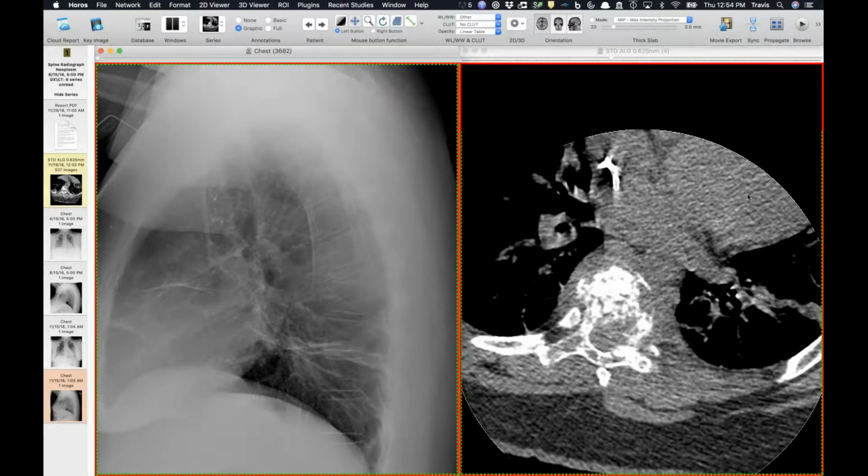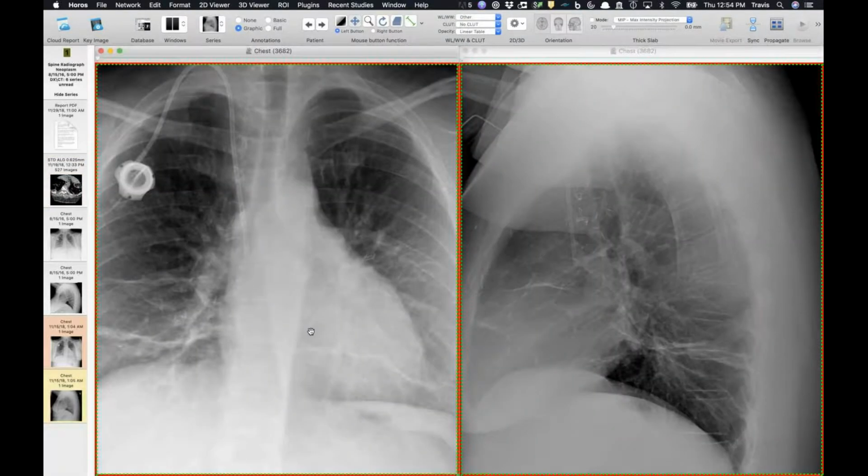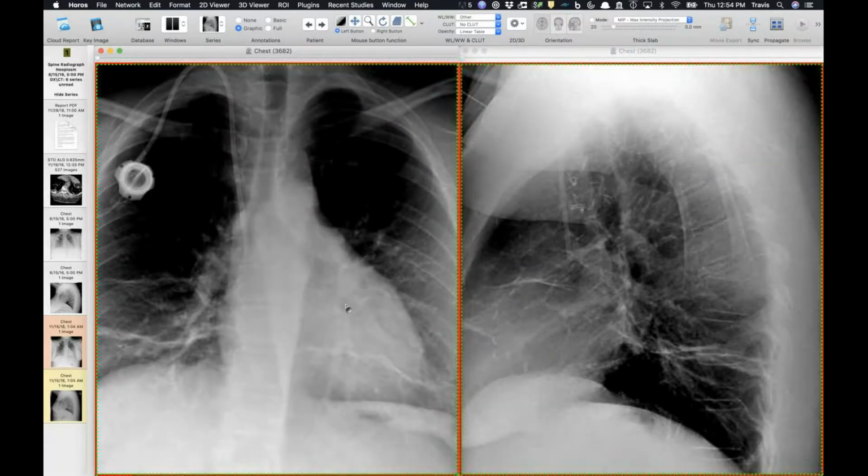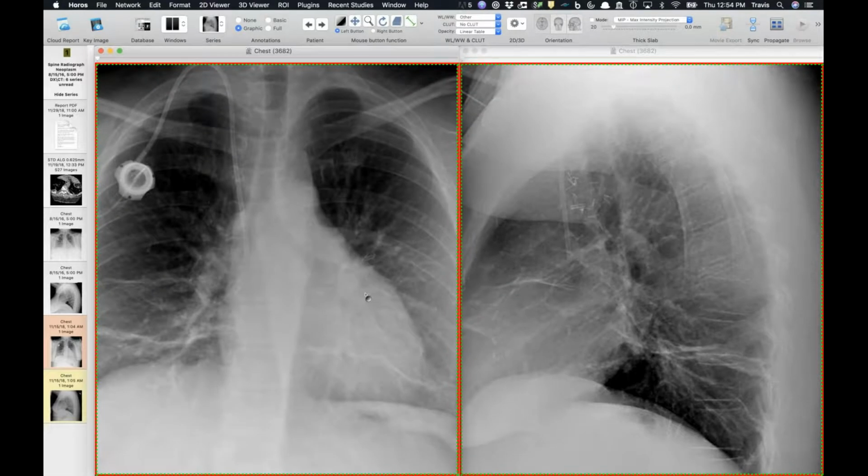Yeah, can you show that PA again, Travis? Sure. Yeah, I'll show the PA and the lateral side by side. That'd be great. It's a nice but subtle finding. But the convexity is the tumor around the bone, around the destroyed bone. Correct. Or tumor, blood, whatever it is from the presumed, at least relatively acute, pathologic fracture. Yeah, exactly.